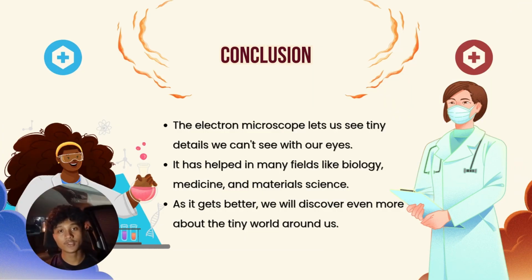To sum up, the electron microscope is a very powerful tool that lets us see things too small for a regular microscope. It has helped scientists make many important discoveries, especially in areas like cell biology, material science, and medicine. As technology continues to improve, electron microscopes will become even faster, clearer, and more useful, helping us understand the tiny world around us better than ever before.